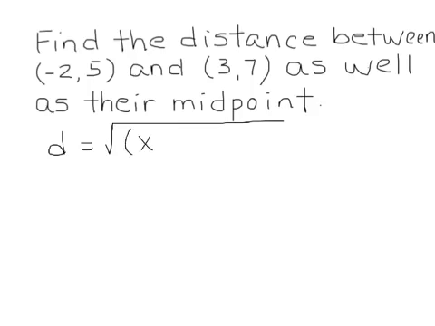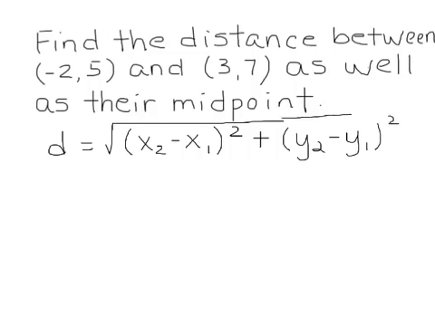in x, x2 minus x1, quantity squared, plus the difference in y's, which would be y2 minus y1 squared. Now, in order to complete the distance formula, we need to identify our x2, x1, y2, y1 from the original points. So we'll go back to the points and we'll just call the first one x1, y1 for their coordinates, and the second one we'll call x sub 2, y sub 2.